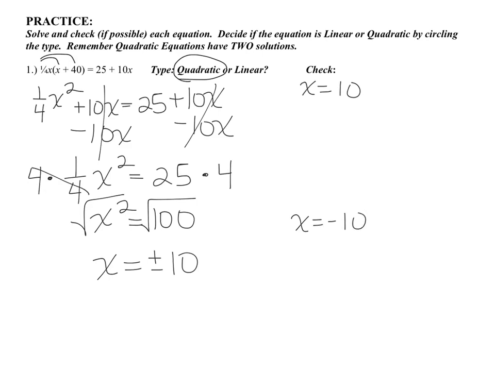Because when I plug 10 back into the original problem, 10 plus 40 is going to give me something different than negative 10 plus 40. So this is an example of a problem where you absolutely have to do both checks. Both checks will look different, but both sides of the equal sign should work out, okay?